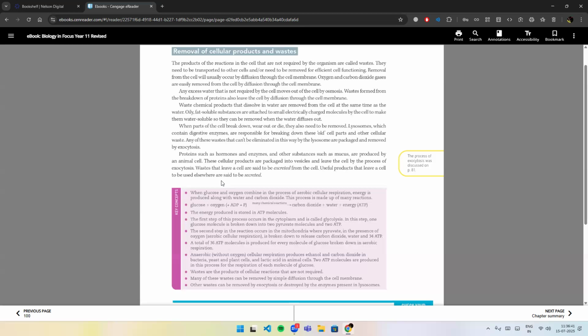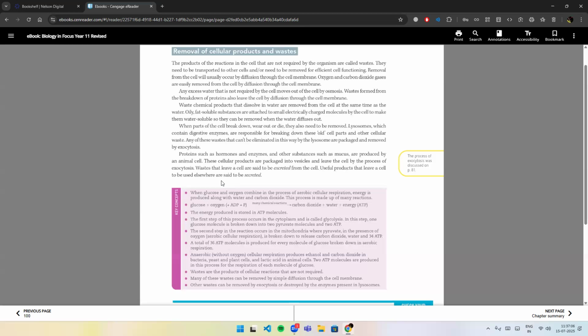Proteins such as hormones and enzymes and other substances such as mucus are produced by an animal cell. These cellular products are packaged into vesicles and leave the cell by the process of exocytosis. Wastes that leave a cell are said to be excreted from the cell. Useful products that leave a cell to be used elsewhere are said to be secreted.